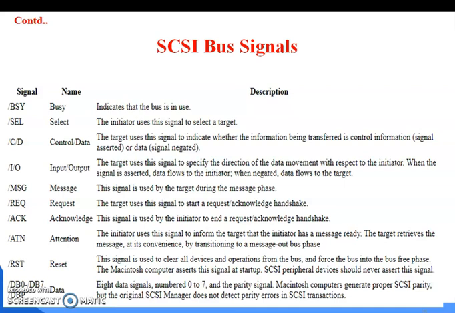Message, this signal is used by the target during the message phase. Request, the target uses this signal to start a request and acknowledge handshake. Acknowledge, this signal is used by the initiator to complete a request and acknowledge handshake. Attention, the initiator uses this signal to inform the target that the initiator has a message ready. Reset, this signal is used to clear all devices and operations from the bus. Data, 8 data signals numbered 0 to 7 and a parity signal.